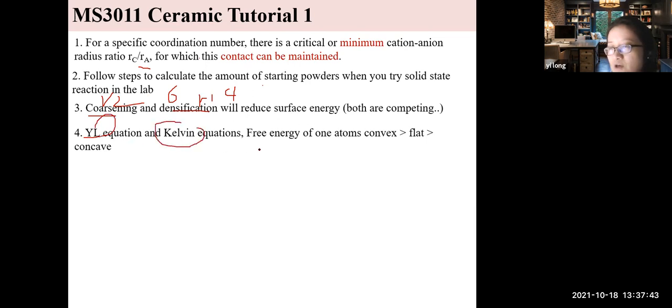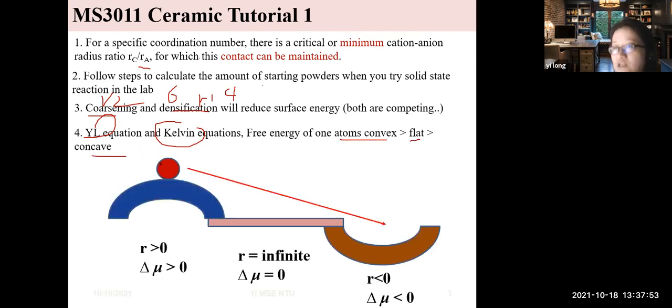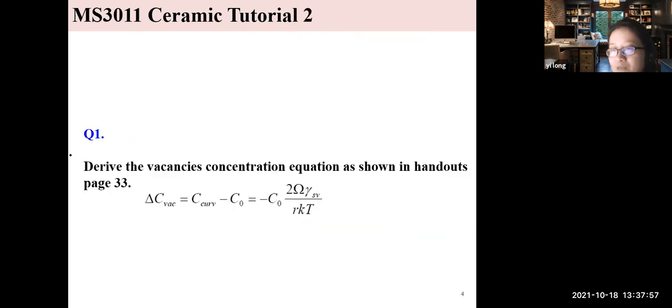Young substitution and the Kelvin equation tell you how atoms move, because atoms are going to move from the convex to the flat to the concave. So let's continue. This is the one you should be very familiar with already. Let's derive this vacancy concentration together as in the handout. My tutorial is less than half an hour.